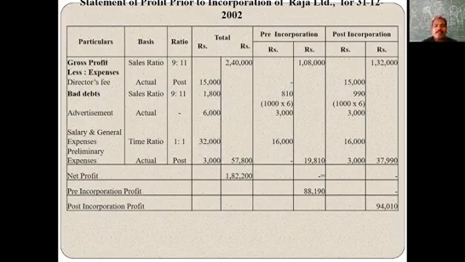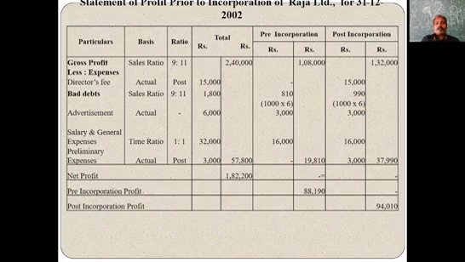Then bad debts should be allocated on the basis of sales ratio. Sales ratio is 9 is to 11, so 1,800 into 9 by 20, 810. Then 1,800 into 11 by 20, 990.